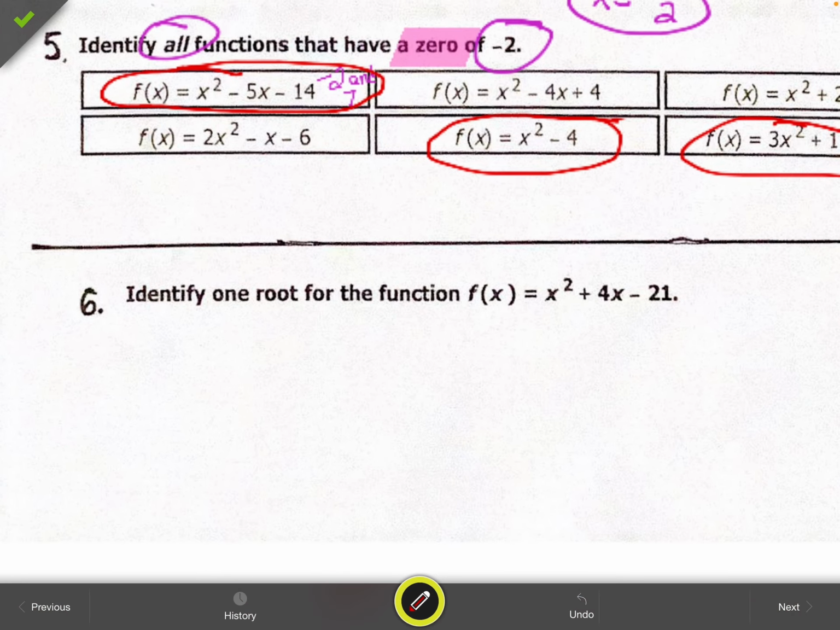All right, so you guys try number 6. Identify one root. So they actually only want one answer. You might get 2. It's definitely a quadratic. You see the squared, you know you're going to get a U shape. Again, they're telling you it's a function by showing you the f of x equals. Don't type that in. So pause, type it in, come back, write your answer down, and then come back here, unpause, and check.